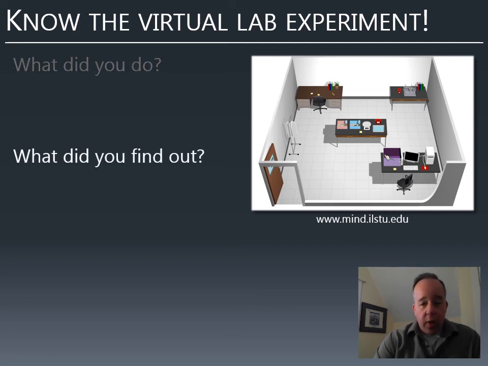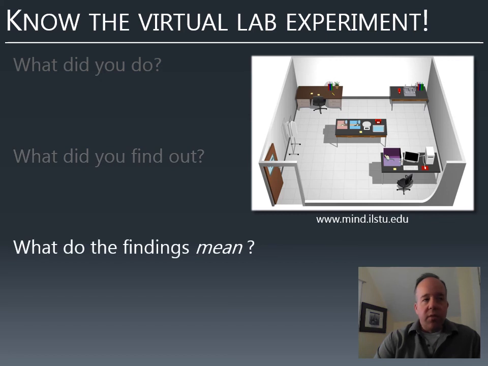What were the results? What did you observe? So you spent time in that experiment making observations. What did you find out? What did you see? And then what do those findings mean? How do those relate to concepts like drug consumption, drug seeking? What does that tell us about human behavior and things like drug dependence in humans?